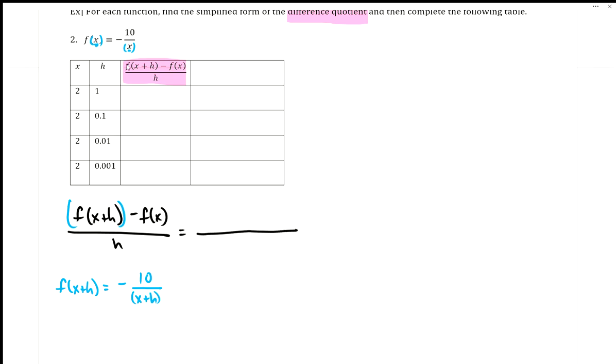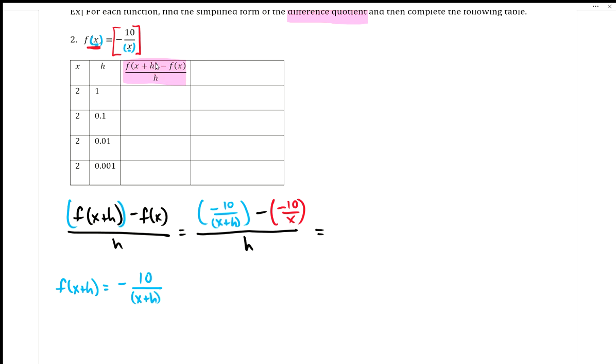So keeping my colors, I've got negative 10 over x plus h. And then there's a minus, and then f of x. Okay, so f of x I'm going to do in red. F of x is just the original function. It is just all that. Okay, so f of x is right here. It's saying just do negative 10 over x. And then still over h. Okay, so that h, just don't forget about it.